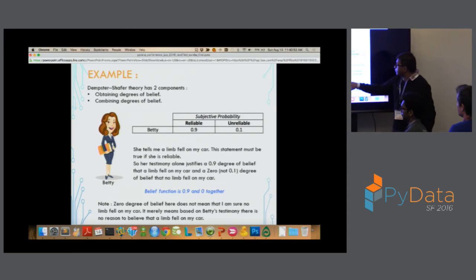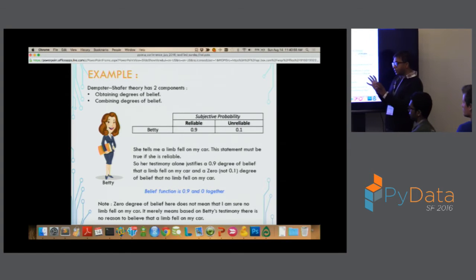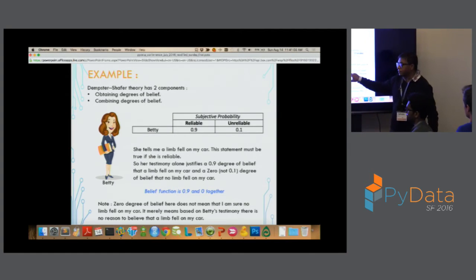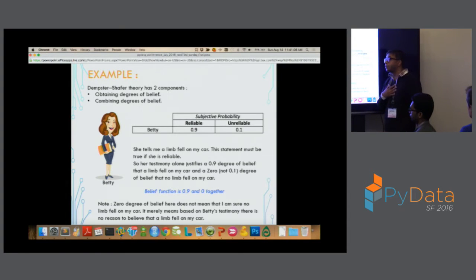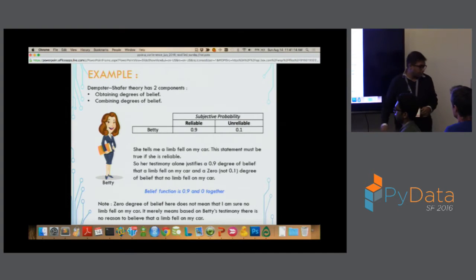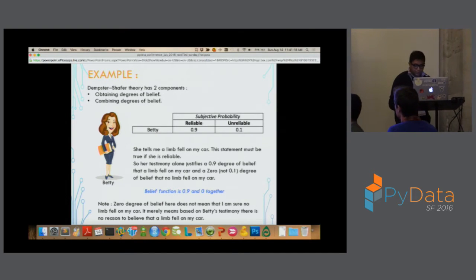You have subjective probabilities, 0.9 and 0.1. But my belief function, the strength of evidence, is 0.9, and zero degree of belief. For me, there is no reason to disbelieve. I just use her statements. I don't use the actual events. Perfect. Okay, now let's have more fun.